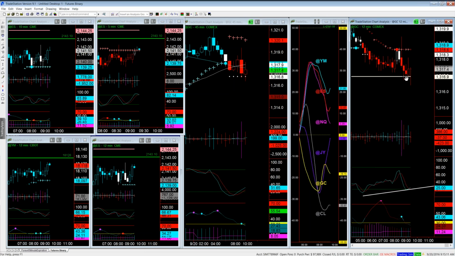See, they're probing that pivot level over here on the Dow. Over on gold, that's what they're doing. They're testing that area to say, hey, is this where we're going to have support?